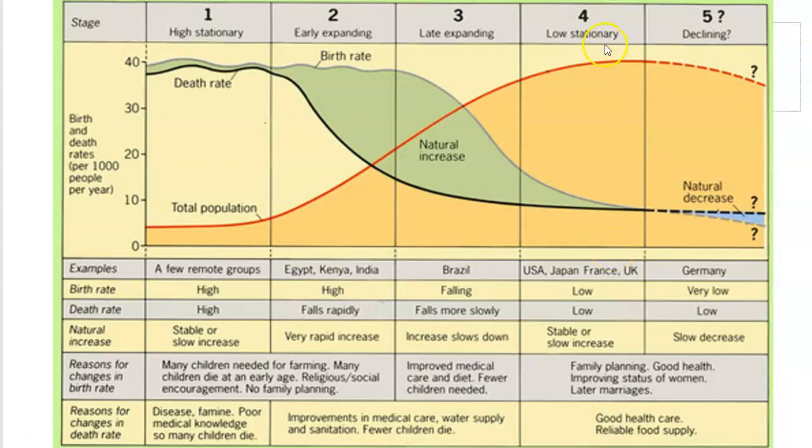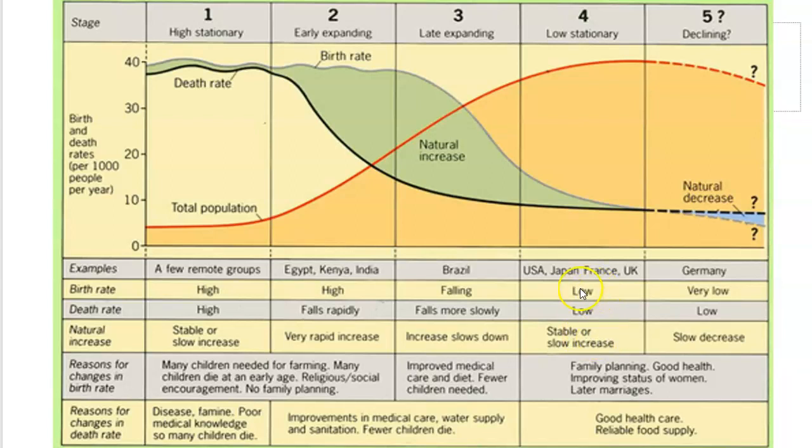For stage 4, this might include countries like the United States, Japan, France, and the UK. I would actually say Japan would probably be better classified as a possible stage 5. Remember, stage 5 is just possible. But looking at stage 4, we see that the birth rate is low, the death rate is low, the natural increase rates are actually much more stable.